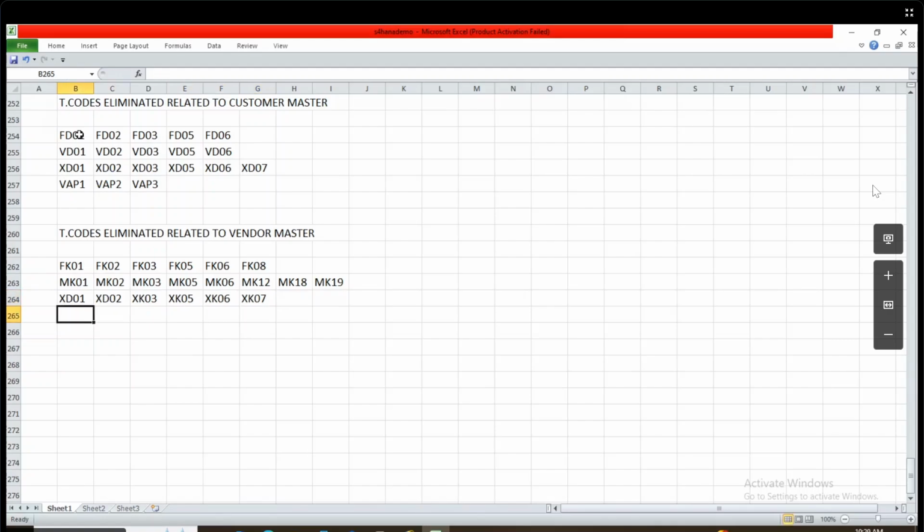Okay. Then MAP1 means vendor contact person: MAP1 create, MAP2 change, and so on. This is contact person related. Sir, in the third column you have written XD01, I think it is XK01. Sorry, below: XK01, XK02. Okay.